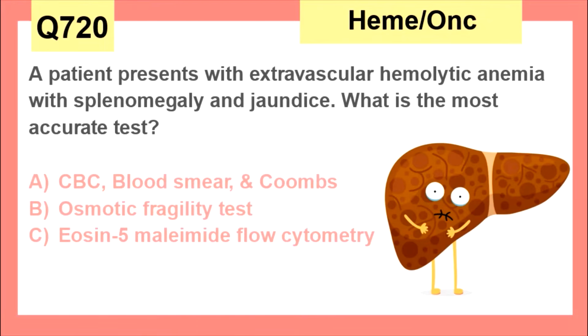720. A patient presents with extravascular hemolysis anemia with splenomegaly and jaundice. So this is spherocytosis. What is the most accurate test? This is a new one. This is actually eosin-5-maleimide flow cytometry. It used to be the osmotic fragility test, but now it's eosin-5-maleimide flow cytometry.